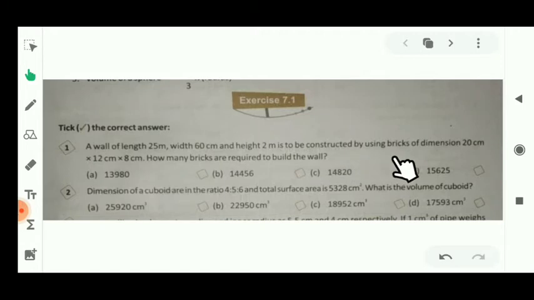It is to be constructed by using bricks of dimensions. Brick dimensions are given, that means length is 20 centimeter, breadth is 12 centimeter and height is 8 centimeter. How many bricks are required to build the wall?